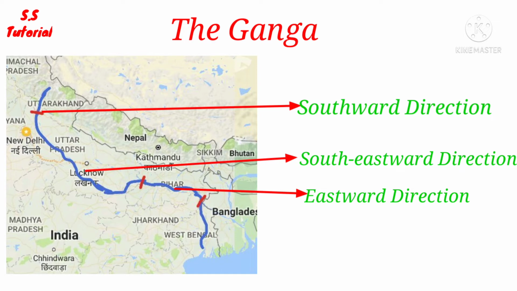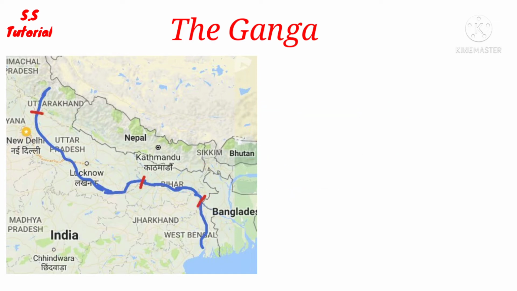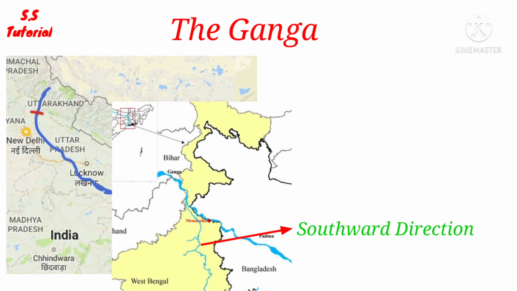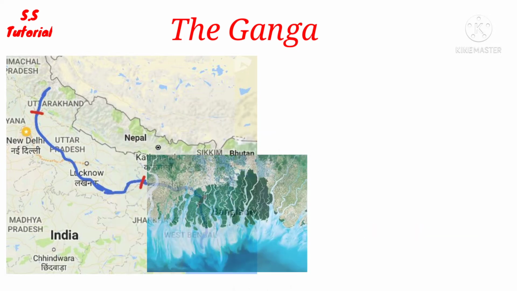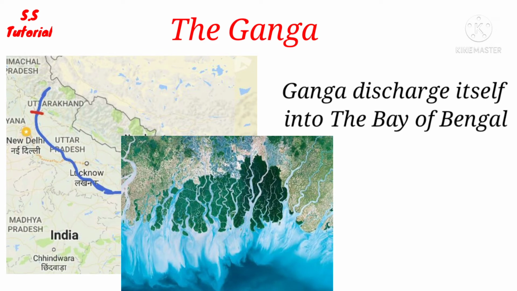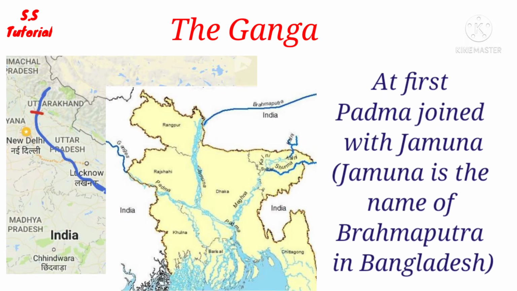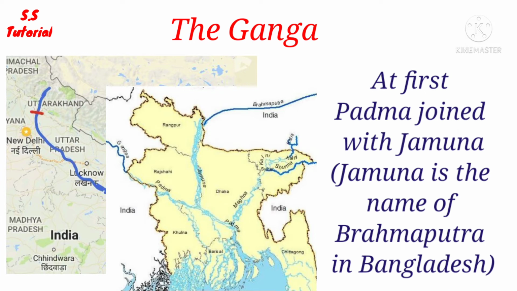Near the Rajmahal hills, it takes a southeast direction, and after flowing some distance, Ganga enters Murshidabad district in West Bengal. Here in Murshidabad, near Dhulian, the Ganga divides into two main distributaries. One of them is Bhagirathi Hooghly River, which takes a southward direction, flows over West Bengal and finally discharges into the Bay of Bengal. The other is Padma, which enters Bangladesh and joins the Jamuna near Rajbari in Bangladesh.